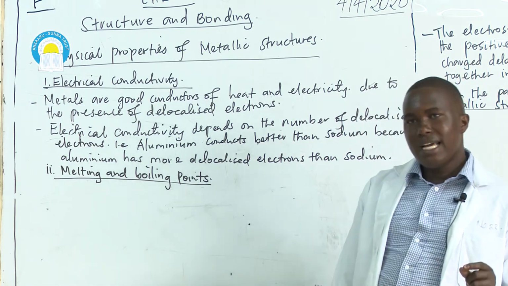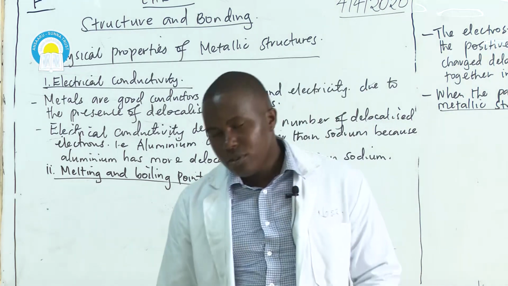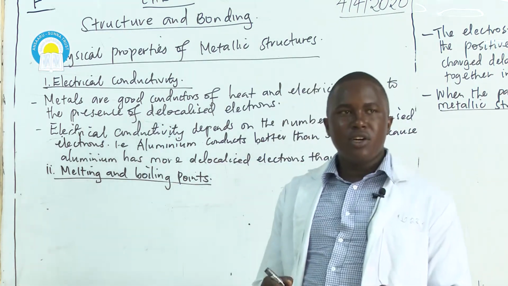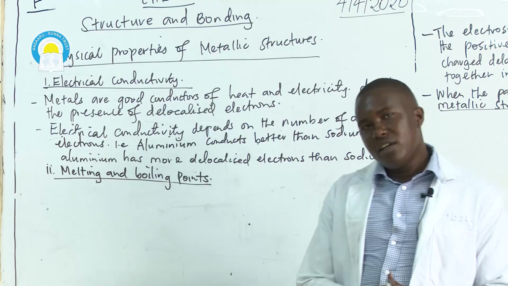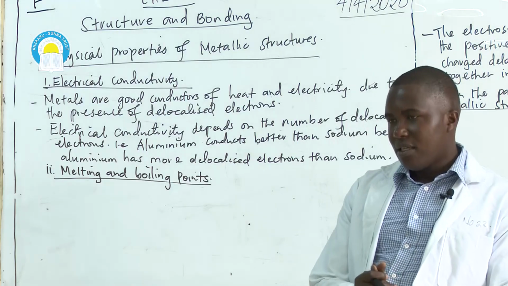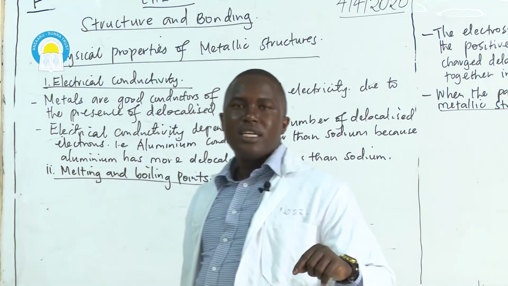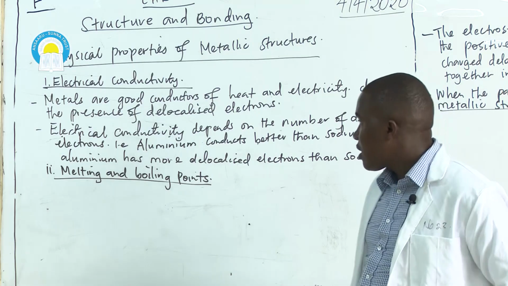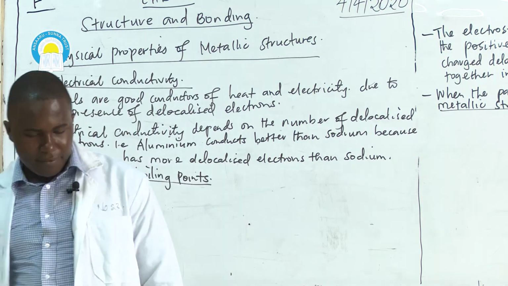And this also depends on the size of the atoms. When the atoms are very small, there is the possibility of them being packed very closely, and when they are packed very closely, it means that they will have very strong bonds. Also, the strength of the metallic bond depends on the number of delocalized electrons. The more the number of delocalized electrons, the stronger the metallic bond, which I've also said in the earlier subtopic.